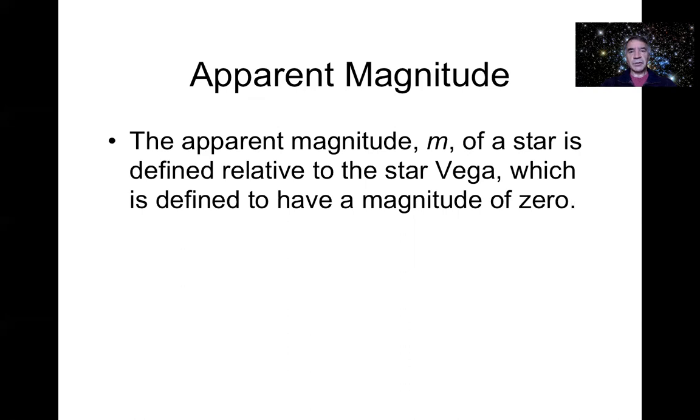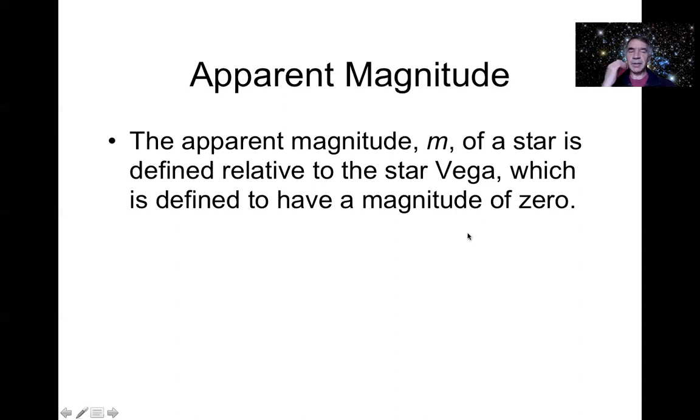So since the invention of the telescope, a particular star was chosen that was close to a magnitude 0 type object. One of the very bright naked eye stars was just chosen to be a standard star. And that star is called Vega. It's literally just defined to have magnitude 0. It's close to that, and it was defined to be that. So then every other star's magnitude is in effect defined relative to Vega.